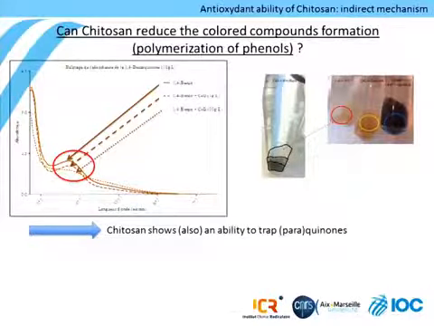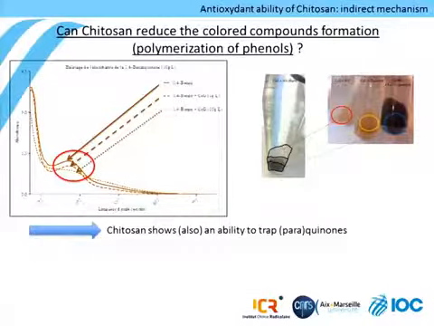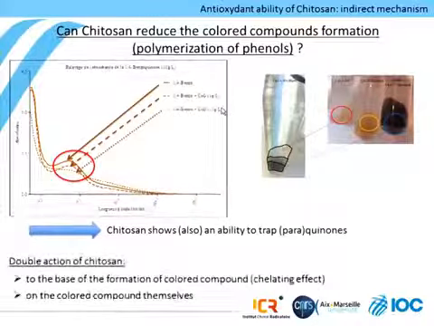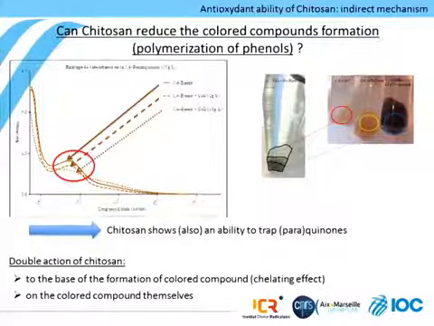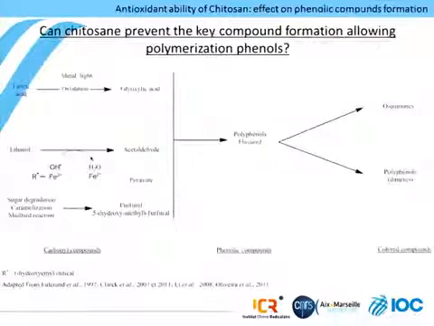compounds. And also another experiment that was done is depicted here, because you see chitosan shows, based on this, an ability to trap paraquinones. So it turns into compounds with other products. In this case, chitosan was added at different levels. So again, there is a double action of chitosan. On the one hand, it acts at the base of the formation of colored compounds with a chelating effect, but also it acts on the colored compounds themselves.